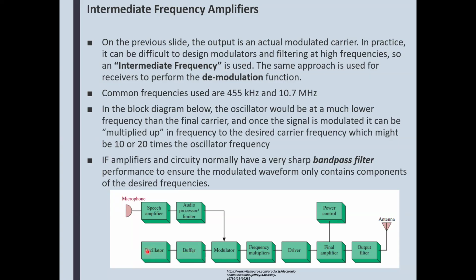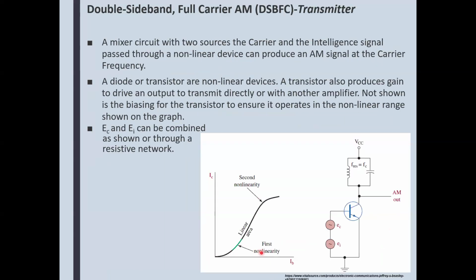So the oscillating frequency from the oscillator and the intelligence get to the modulator, which mixes things up. Then we have this frequency multiplier stage, which would be this here, for example.